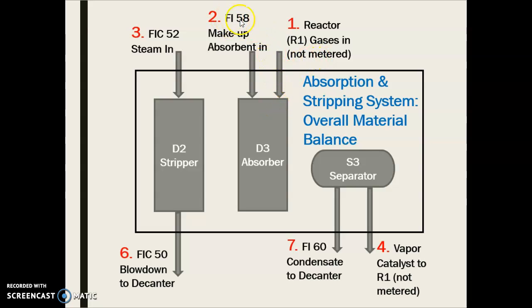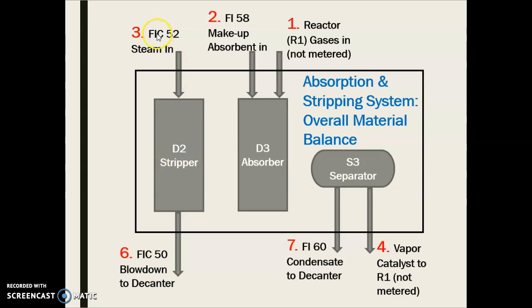Stream 2, the FI58, which is your makeup absorbent, enters the absorber. Now this enters down here, but I'm not really worried about showing that. I'm just giving you the ins and the outs. And then this makeup comes in at the top. So the gas comes in at the bottom and this comes in at the top, regardless of all of that.